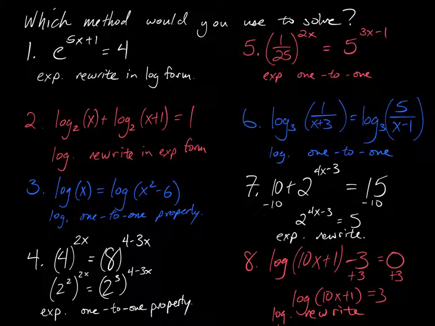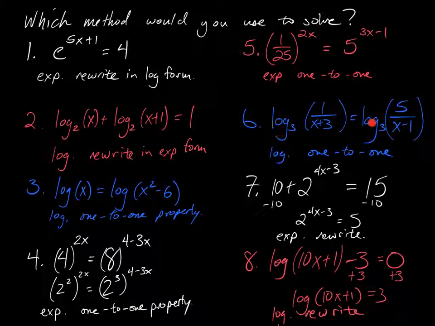And really quick for these last 4 over here, 5, 6, 7, 8, I'm able to rewrite 1/25 as a base of 5, and this is already a base of 5. So since I can get the same base on both sides, I can use the 1-to-1 property for exponentials. I can eventually set the exponents equal to each other.